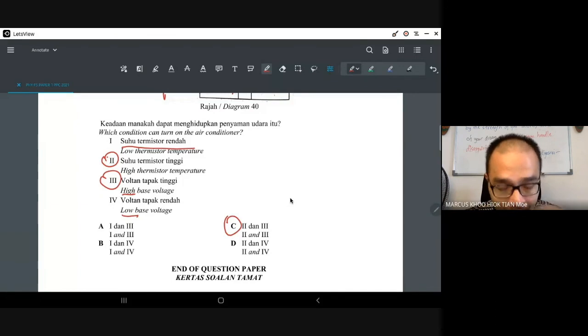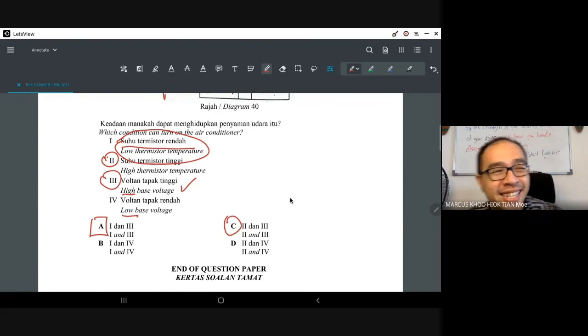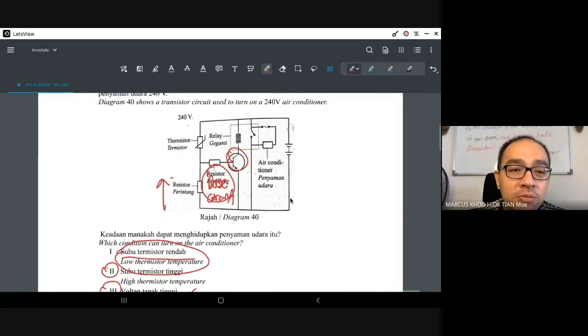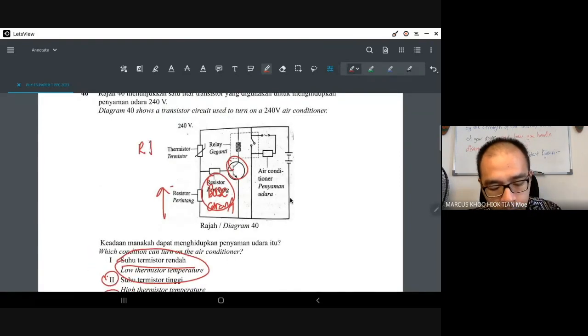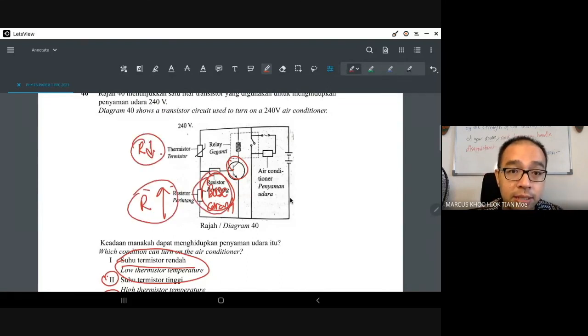Quite a lot of you answered A for this. So I'm glad that you understood that high base voltage is correct. But ayo guys, low thermistor temperature cannot be. So be careful about this. High base voltage and high thermistor temperature. Because when it's high thermistor temperature, then the resistance will be low. Here resistance low, here resistance high, the base voltage will be faster.